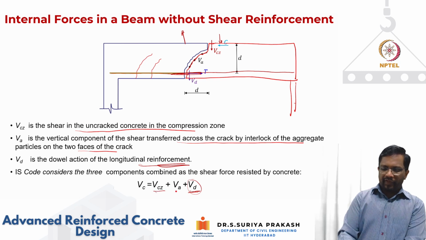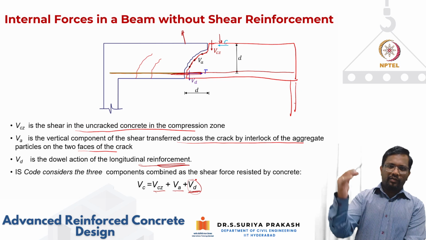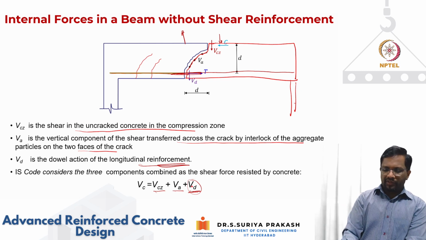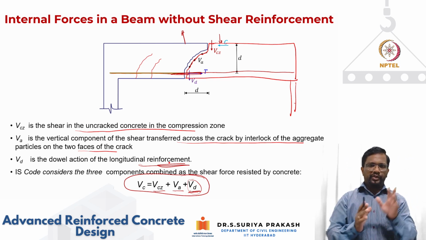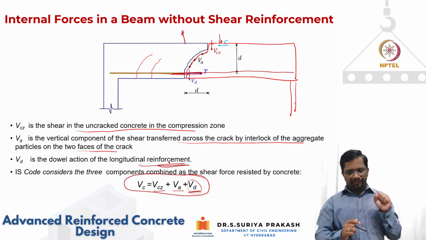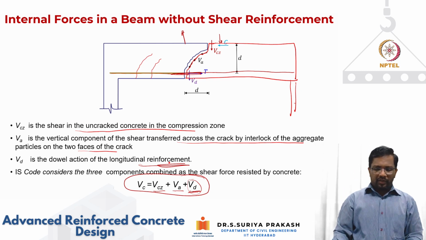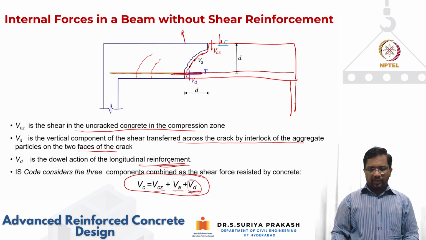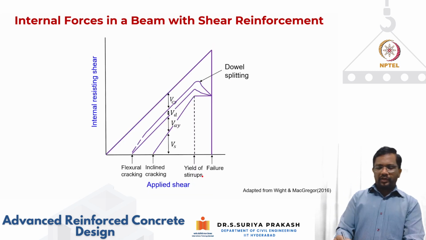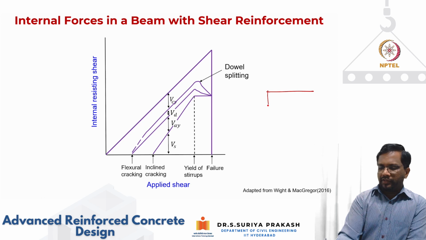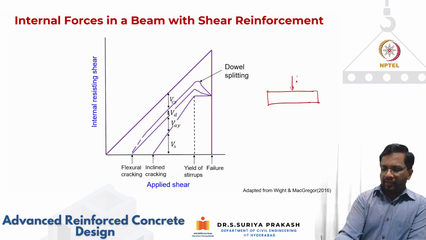So that's what the code is saying, that each one of them will vary depending upon the amount of cracking, the level of your neutral axis, and so on. So the code says, okay, I'm going to lump all these things and give you one simple value for your Vc, that is, the shear resistance of your concrete. Now each one of them will vary, and we will see that. If I start, let's say I have a beam like this, and let's say I keep applying this load.